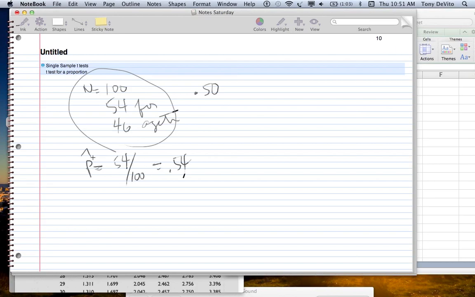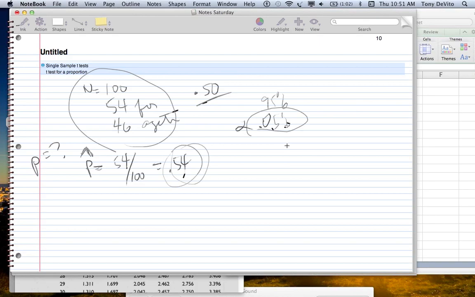Now let's take a look at that. P cap, I put the cap on there because that's our proportion for our sample. I don't know the population proportion P. That's unknown because that's going to happen on election day. Everybody's going to vote, and we're going to know what the population proportion is. But all I know from my sample is that it's equal to 0.54. So now you want to ask, is that result significant? Can I say with 95% certainty, in other words, a 5% chance of being wrong, alpha equals 0.05, that that's different than 50%?